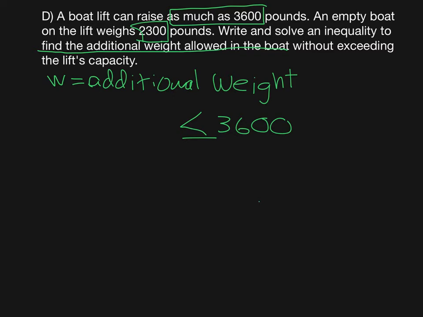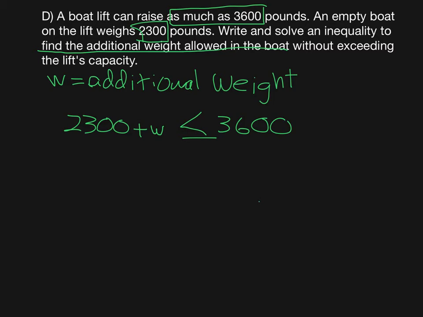Now to represent the weight of the boat, we know that the empty boat is 2,300, and we know that we're going to have W pounds of additional weight in the boat. So that could be equipment, it could be people, it could be a lot of stuff. But we're going to add whatever additional weight that is to whatever the empty boat weighs. And this total weight right here cannot be more than this. It has to be less than or equal to.